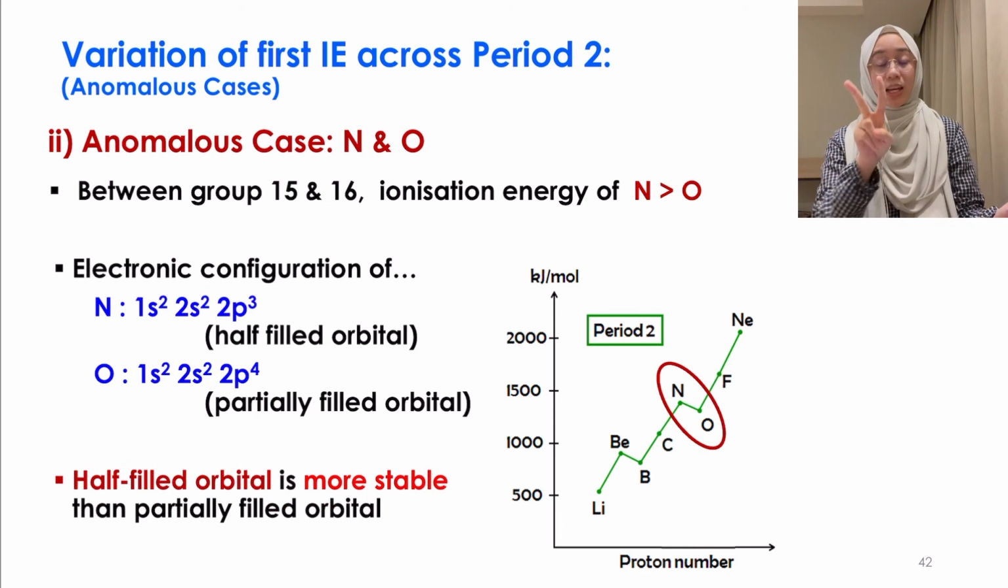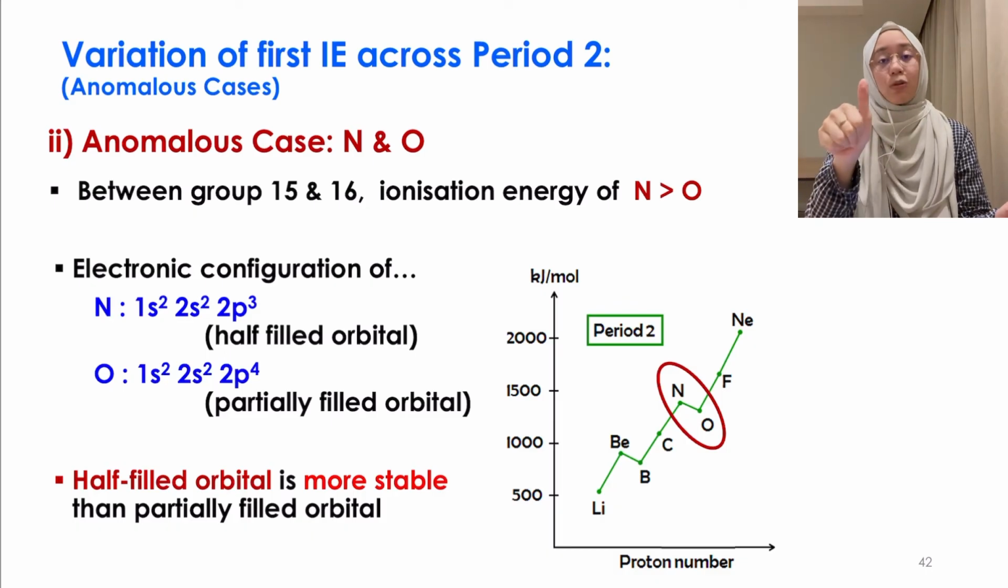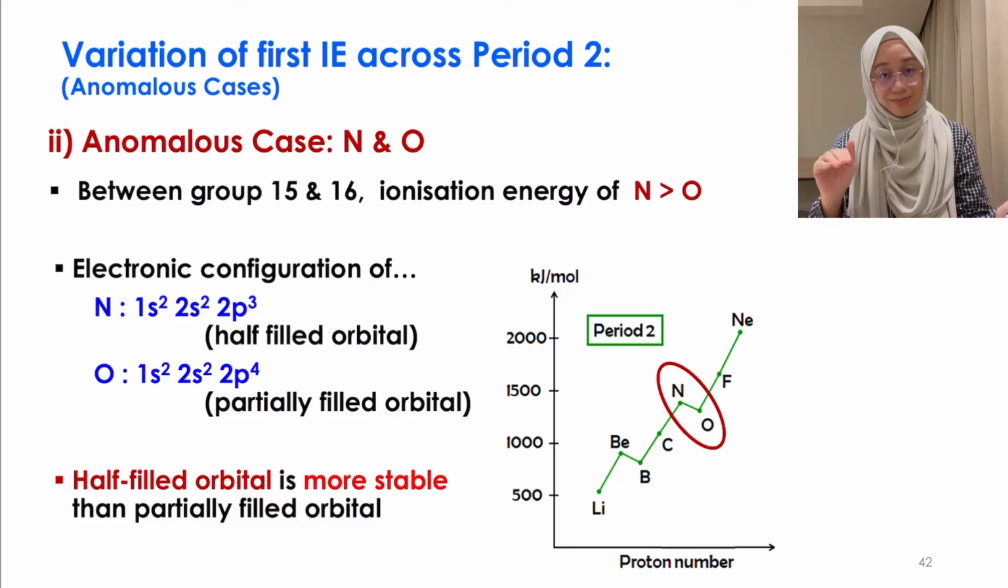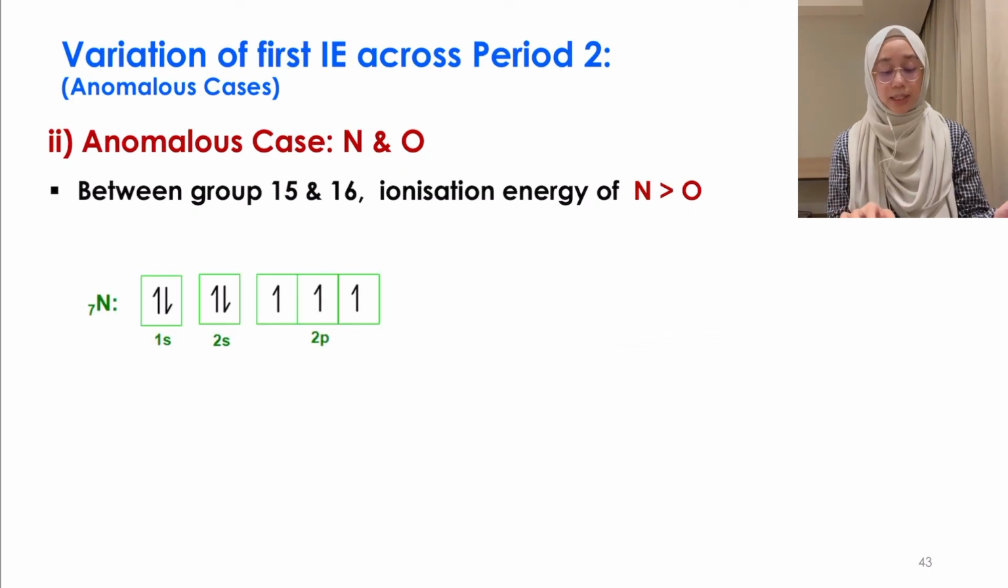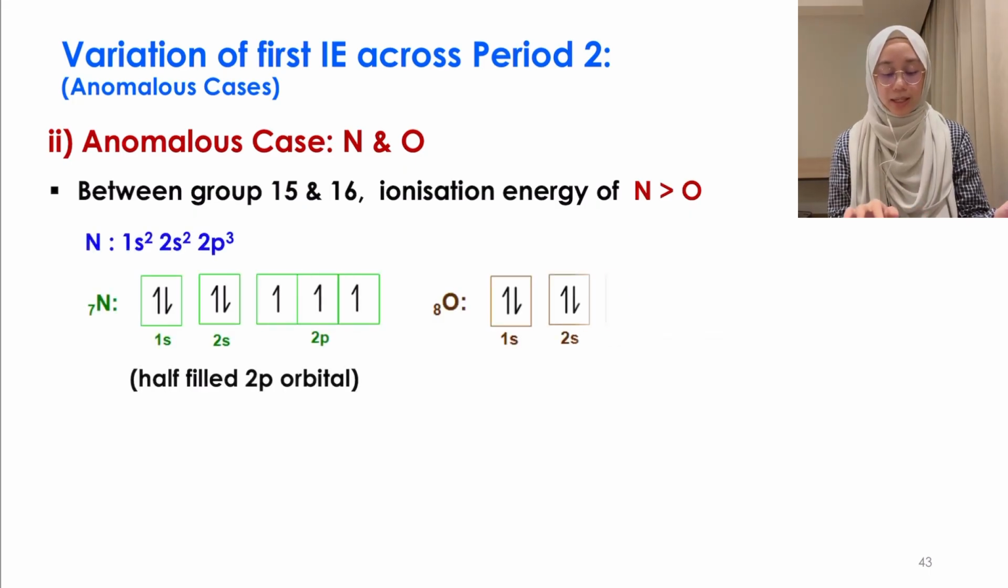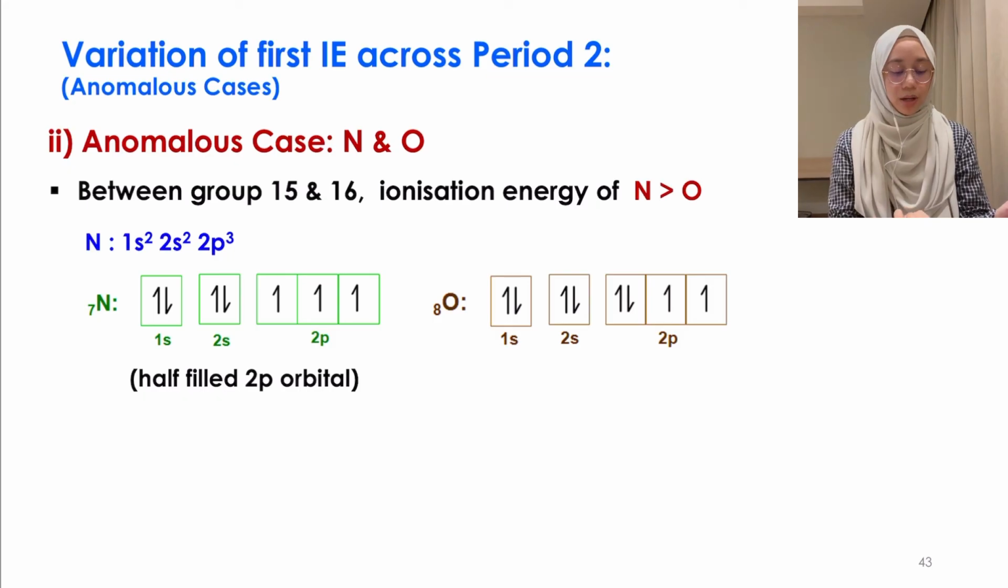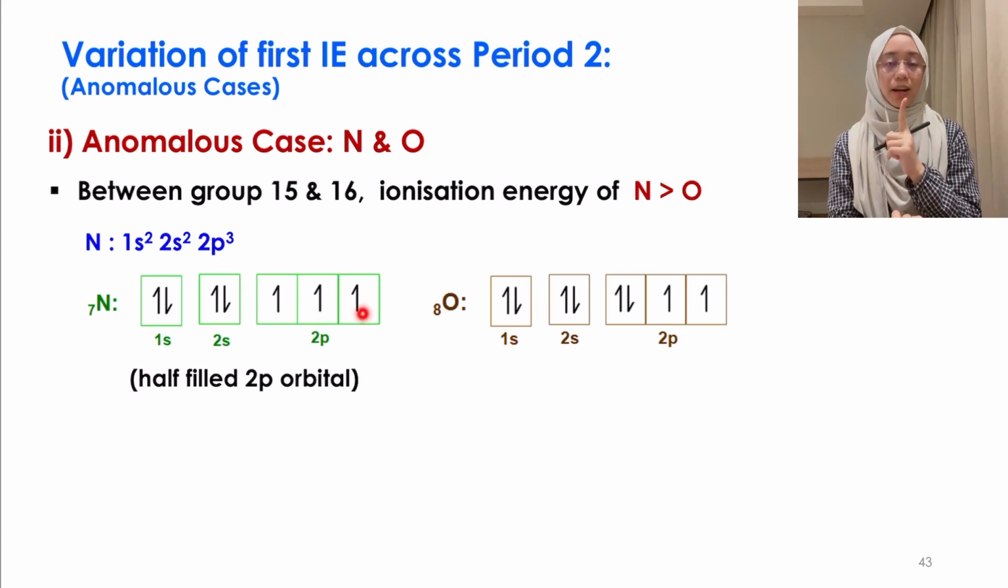Okay, so ada 2 lah yang kamu kena ingat kat sini. Okay, 2 points yang kamu kena ingat. Fully filled orbital more stable than partially filled orbital. Half filled orbital is more stable than the partially filled orbital. Basically, partially filled orbital kurang stable. Okay, so kalau kita tengok, kalau kamu tak nampak sangat tadi, so kalau kita tengok orbital diagram kat sini, I think it is more clear now. Okay, so as you can see, 2p orbital, semua satu orbital yang ada dekat 2p ni terisi dengan satu elektron. Okay, so itu considered sebagai half filled.